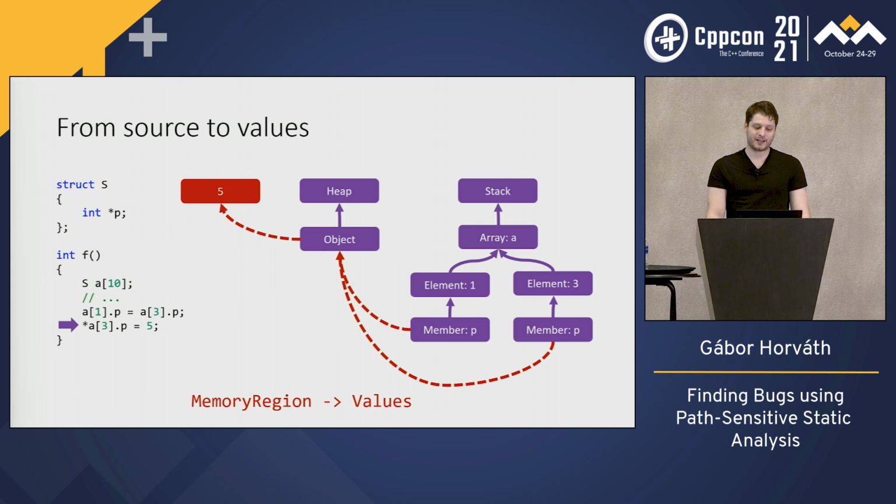So here the dashed arrows represent the store, the mapping from memory locations to values. And this is called the graphical approach because we have a graph representation of the memory, and this representation is used by the Clang static analyzer.